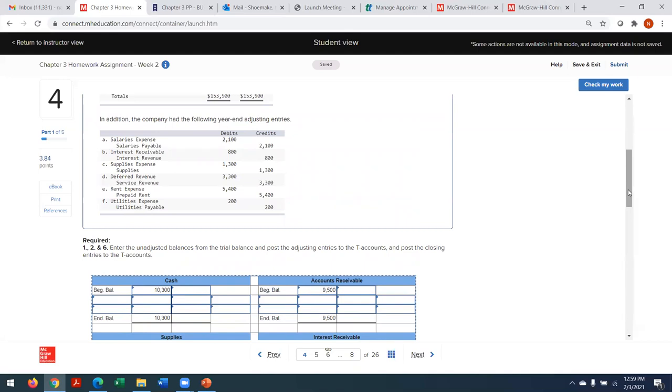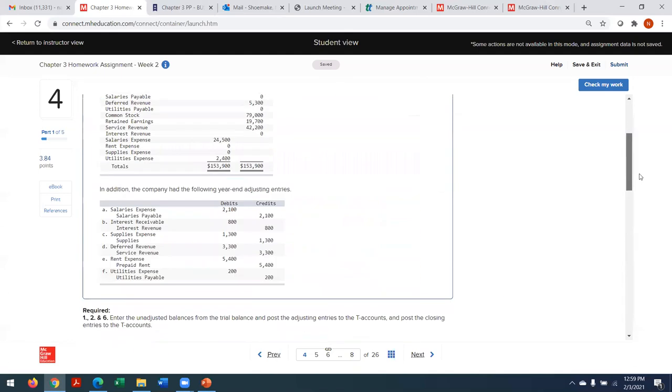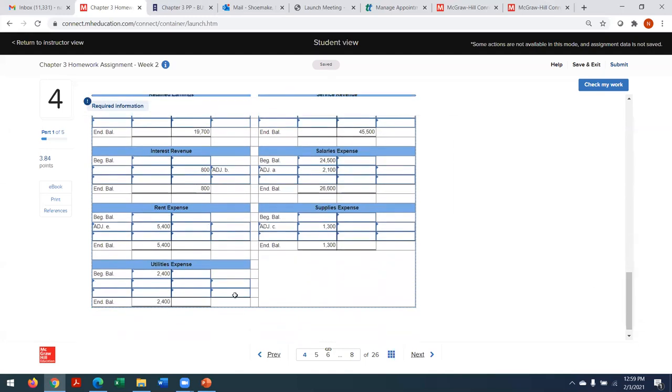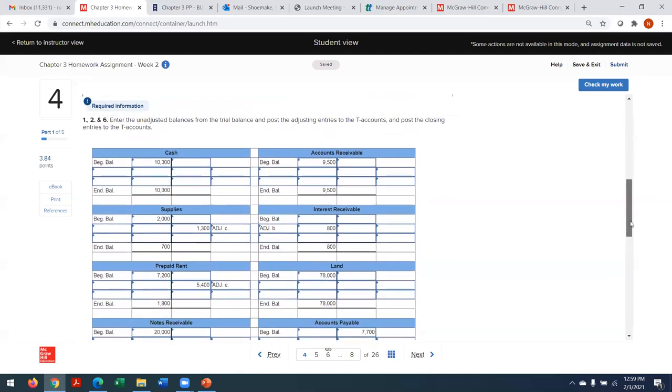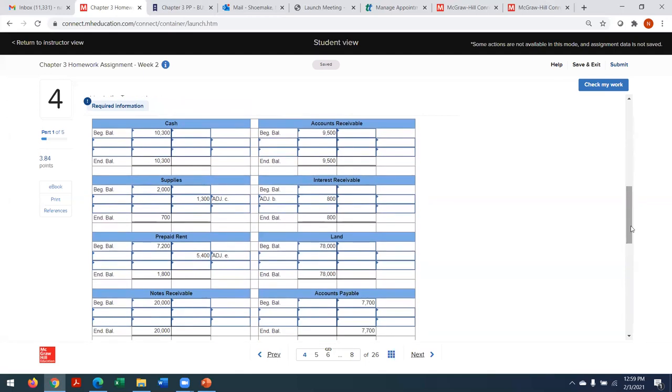F, utilities expense, $200. Utilities payable, $200. I'm going to start back up here so you can just look at what I've done. Tell me when I can slide it down because I want to let you guys capture this.